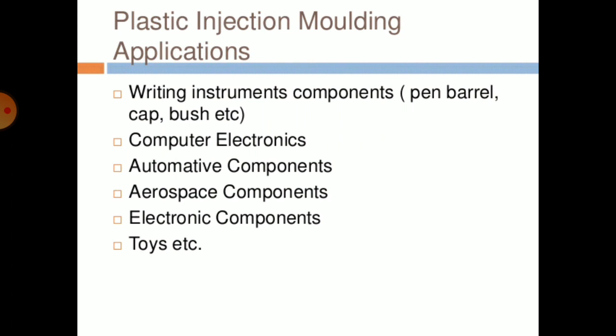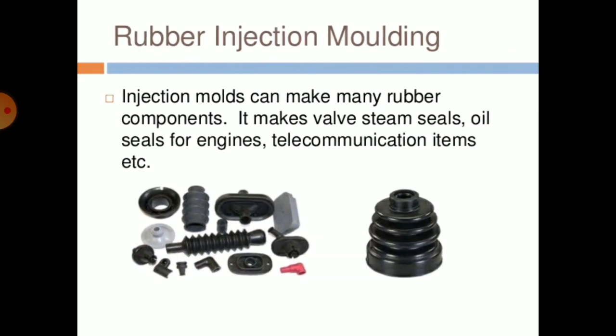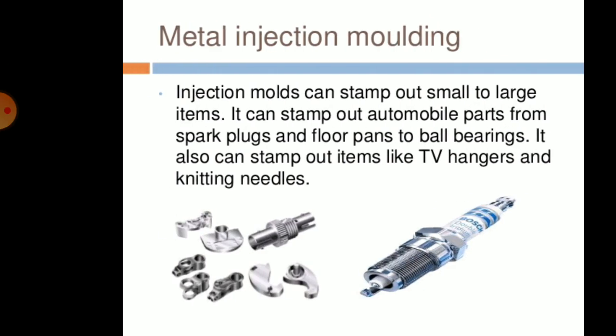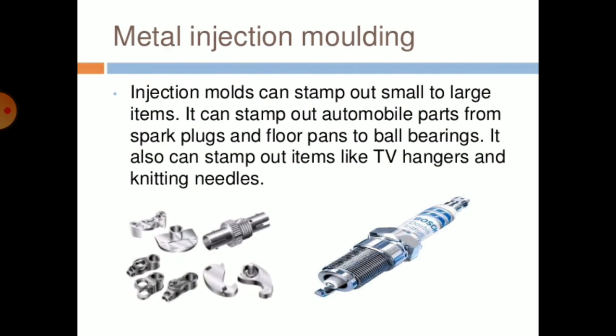Rubber injection molds can make many rubber components. It makes valves, steam seals, oil seals for engines, telecommunication items, etc. Metal injection molds can stamp out small to large items. It can stamp out automobile parts from spark plugs and floor pans to ball bearings. It also can stamp out items like TV hangers and knitting needles.